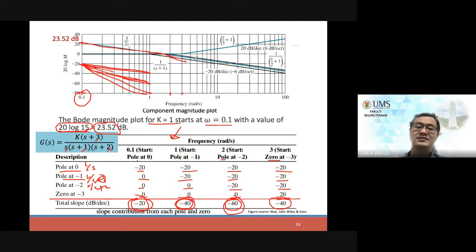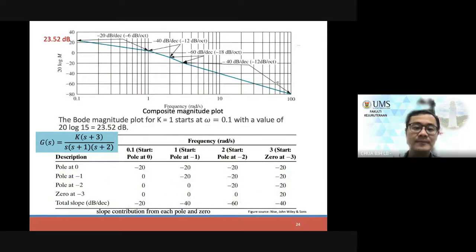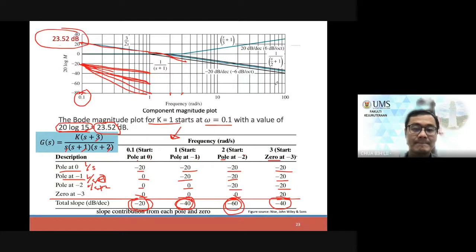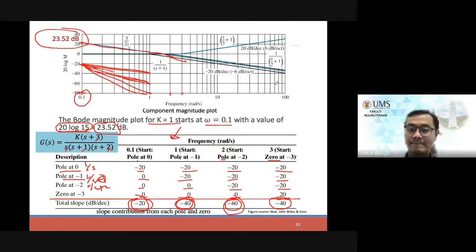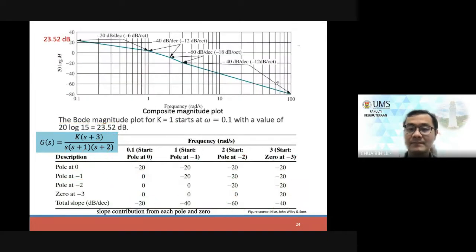Okay, this is how you can plot it without calculating. But what you need is the starting value. Draw your starting values, then plot this out, then you just use your ruler to push, right? So eventually you will get this one.